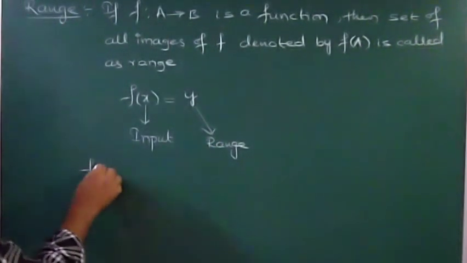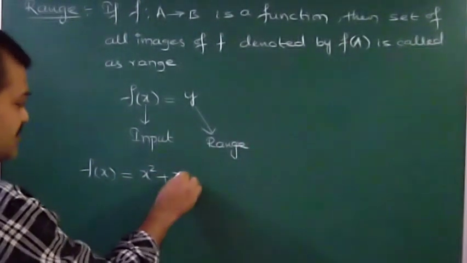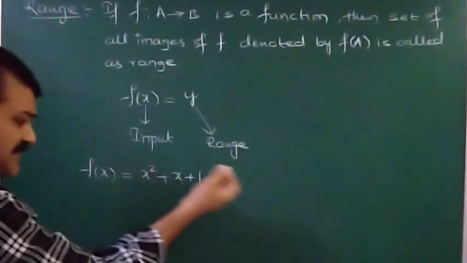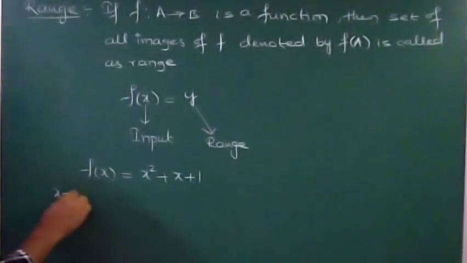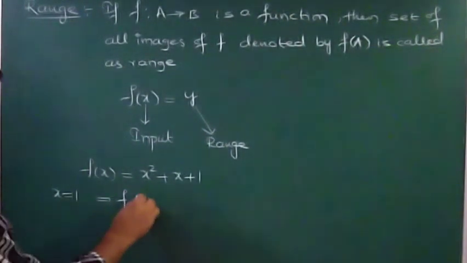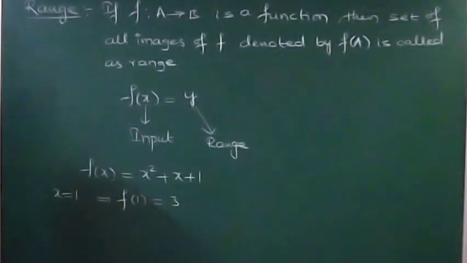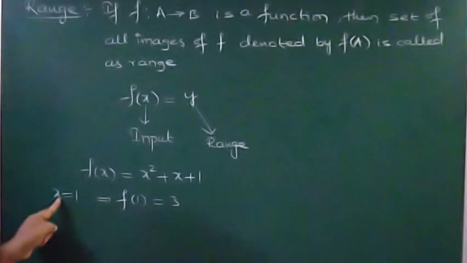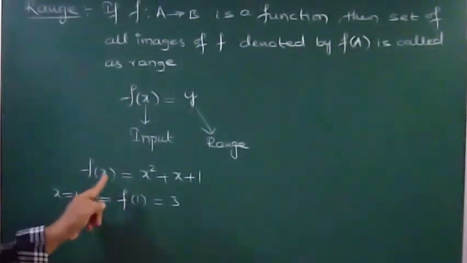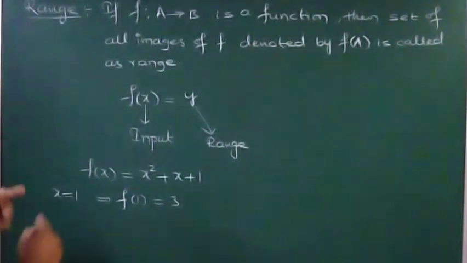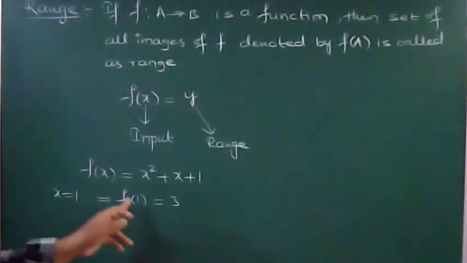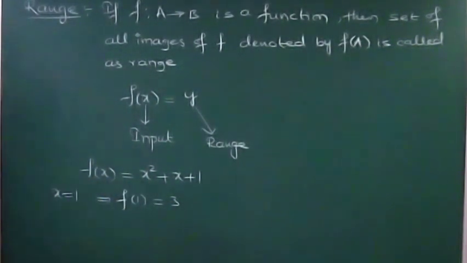Simple example I can take like this. See, if f of x is equal to x square plus x plus 1 is a function. Okay, let us take a simple example. If you take x as 1, then f of 1 is equal to 3. So this is the input which we are giving to the function. We are giving the input as x is equal to 1. We got the output as 3. So this is the input given to the function. This is the output we got from the function. That means this is the function value at x is equal to 1.